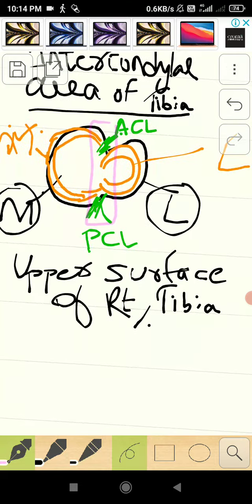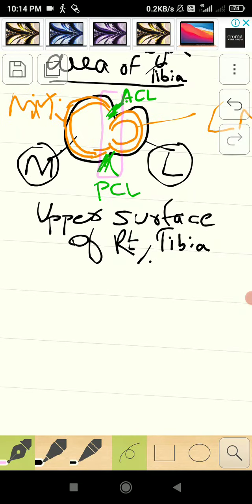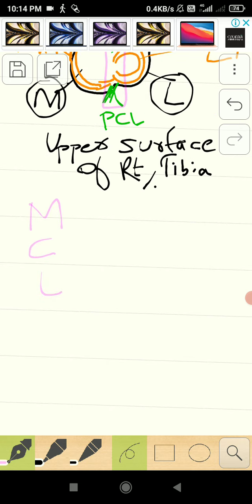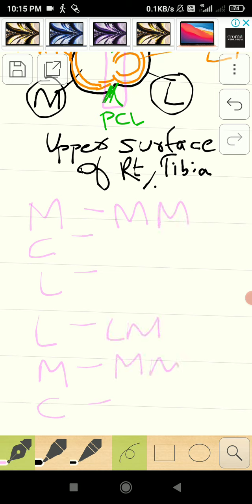The intercondylar area of tibia can be explained by simplest mnemonic: Medical College, Lucknow. Lucknow Medical College. Sir, what is this Medical College, Lucknow? See, this M for medial menisci, L for lateral menisci. We'll finish the M and L first. So M for medial meniscus and L for lateral meniscus.